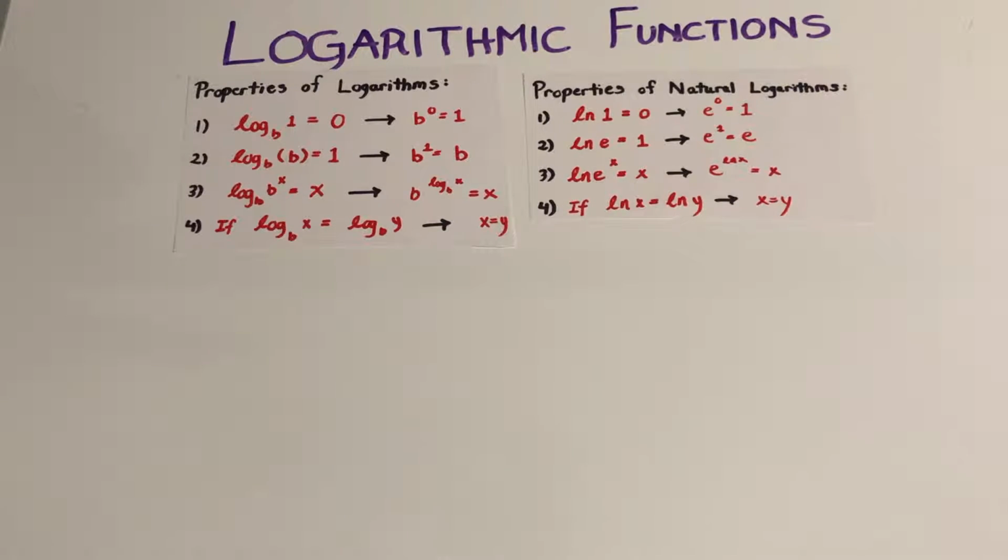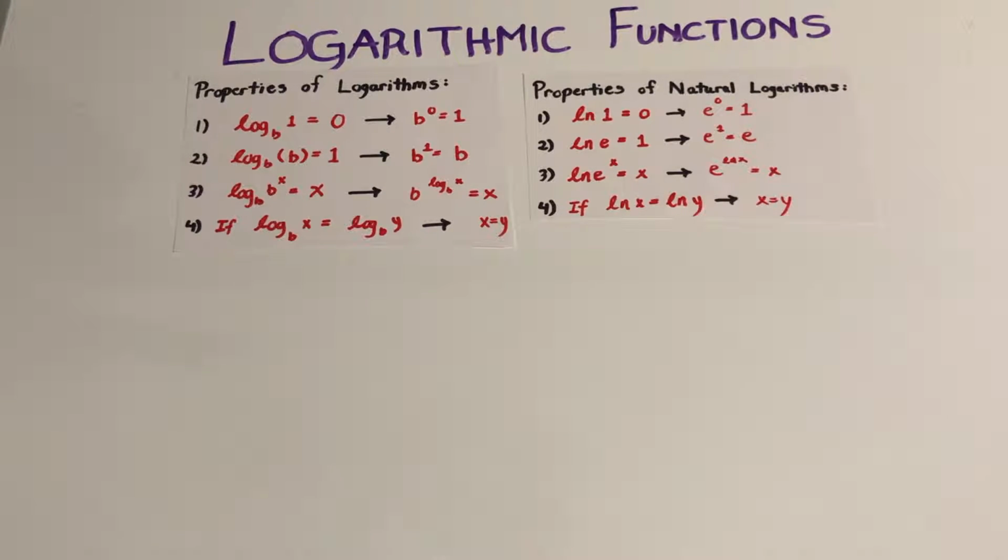Welcome back, everybody. Today I'm going to talk about logarithmic functions. Before I begin, let's recall the definition of a one-to-one function. A function is considered one-to-one if it passes the horizontal line test. Exponential functions are one-to-one functions, which means that an exponential function has an inverse, and its inverse is the logarithmic function.